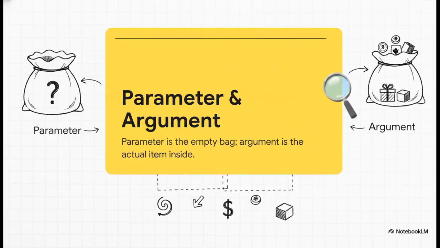When you create a function, you often need to pass some information into it so it can do its job. A parameter is essentially an empty bag that you set up when you create the function. It's just a placeholder waiting for information. An argument, on the other hand, is the actual concrete data, the actual items or the actual money that you put into that bag when you finally run the function.